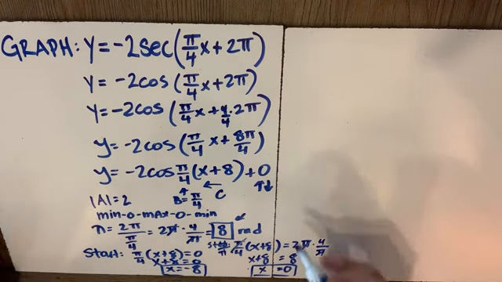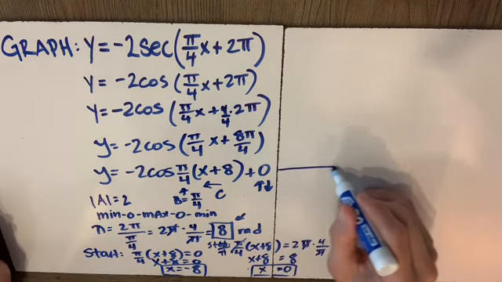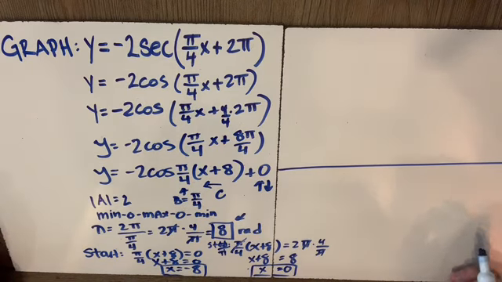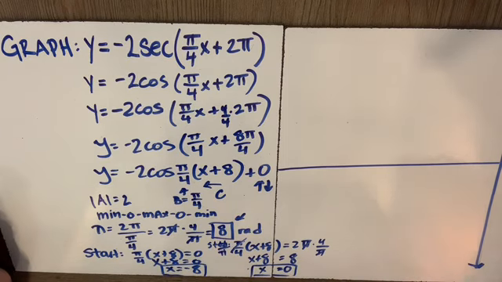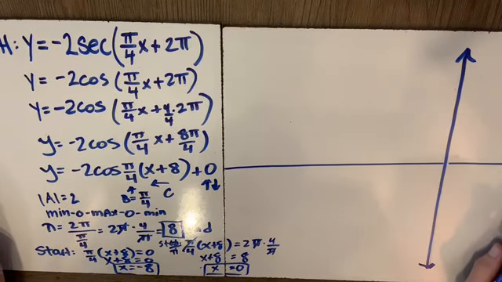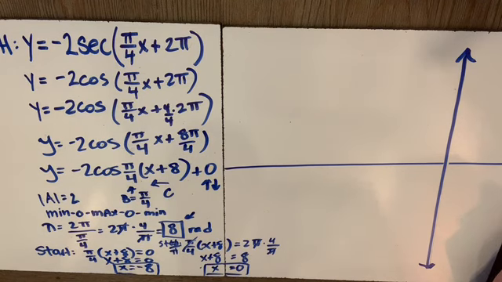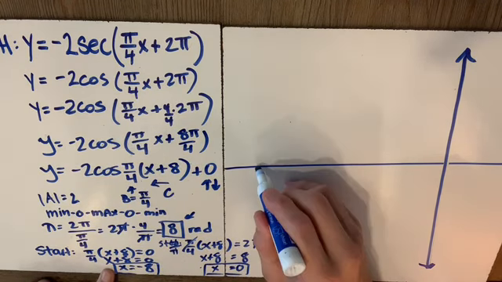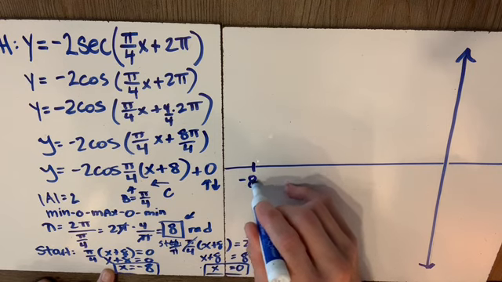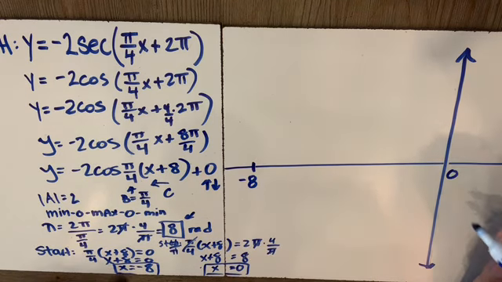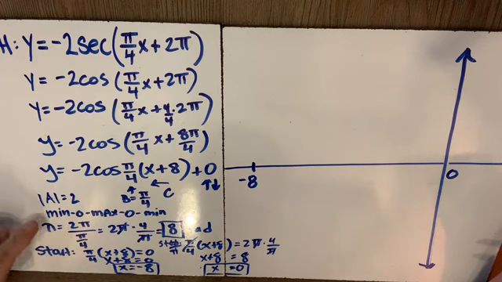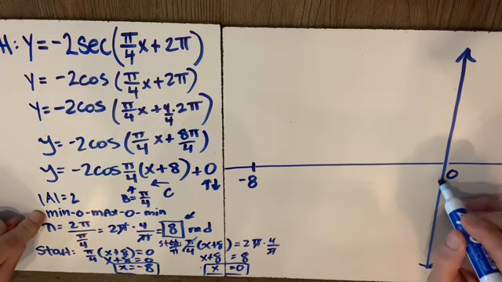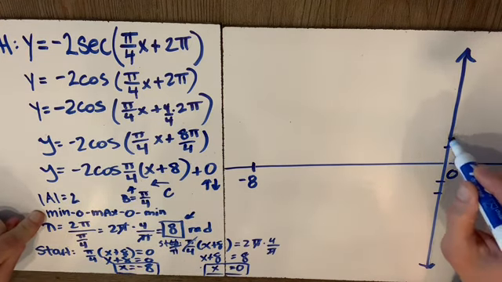All right, first thing we'll do is we'll draw an x-axis and a y-axis. Notice I moved it all the way over there because I know I'm going to start this at negative 8. So if I have negative 8 over here and 0 here, those are my start and stop spots. And I know that my graph is going to go, as we said, min, 0, max, 0, min. So I'm going to be down here at negative 2 and up here at 2.